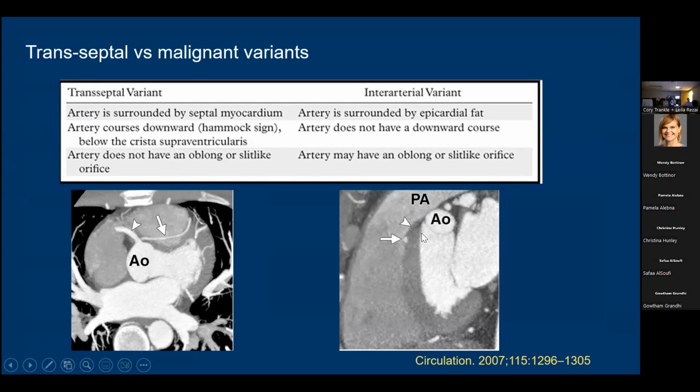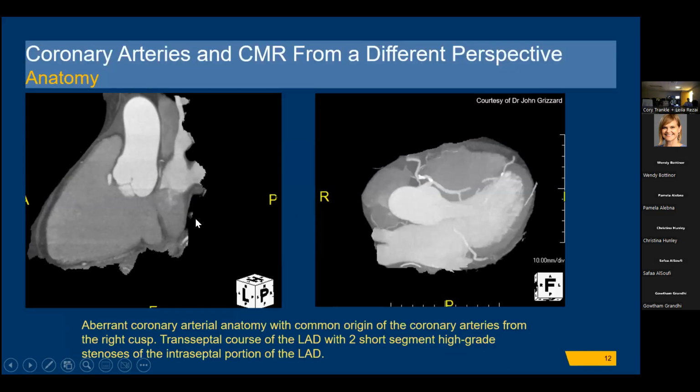However, in interarterial, the coronary is embedded within fat. It doesn't have a downward course, and it can be oblong or slit-like in appearance with narrowing of the lumen.